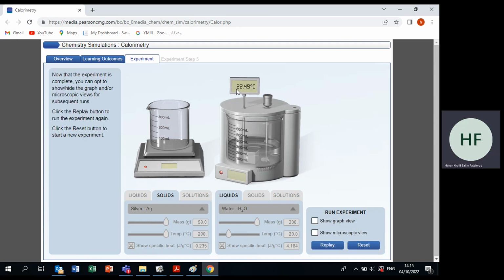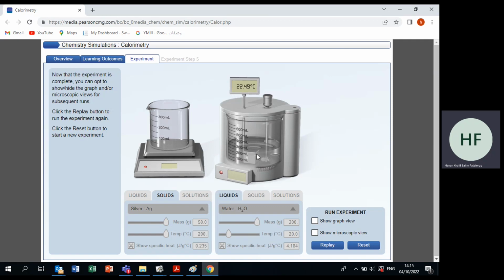Okay, now the final temperature is 22.49. Remember, before it was 20 and now it is 22. This temperature was 200 and now it is 22. This 22 is for both of them, the metal block and the water.